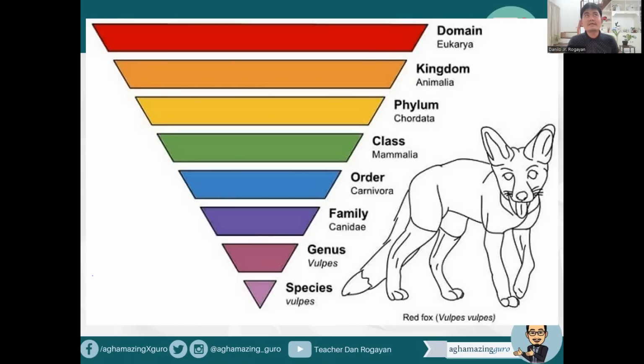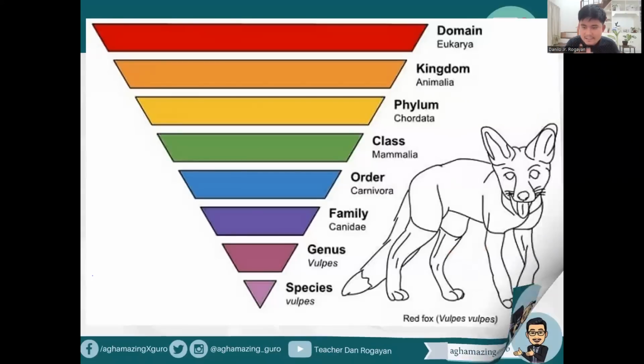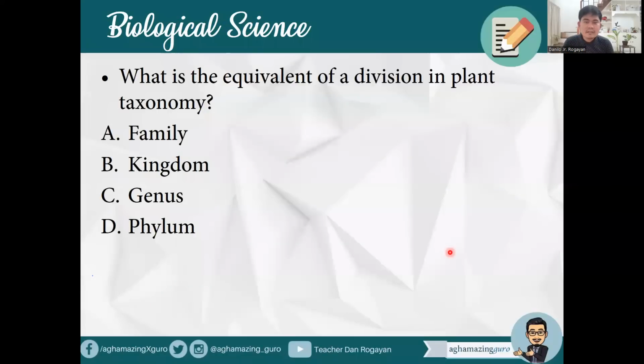Okay. How do we call the phylum if it's actually in the plant kingdom or Kingdom Plantae? What is actually the equivalent of phylum in the Kingdom Plantae? That is correct. Division. So we call it division. That's correct. Okay, sige, let's proceed. So ito pala meron akong tanong, what is the equivalent of a division in plant taxonomy? Sige nga, syempre alam nyo na yan.